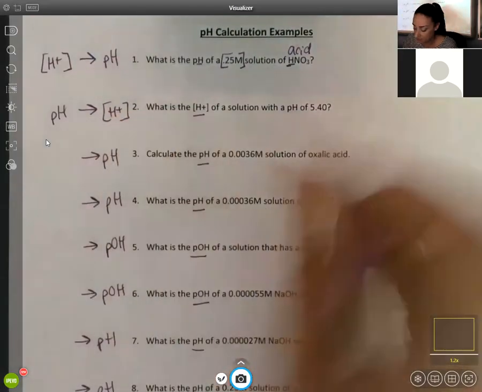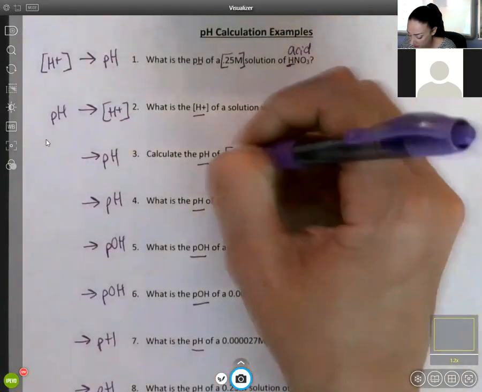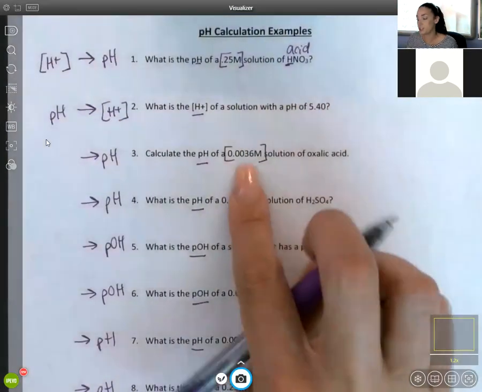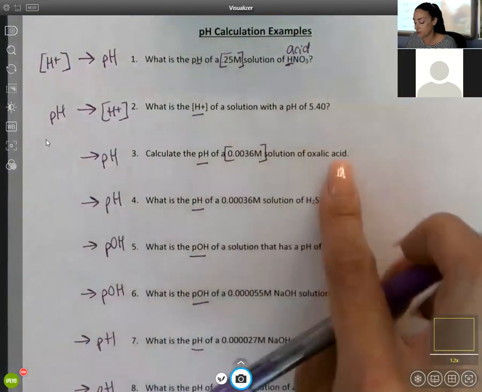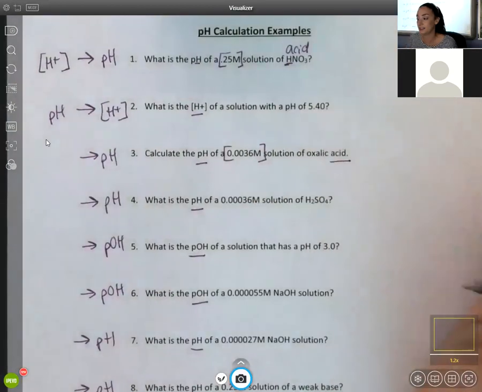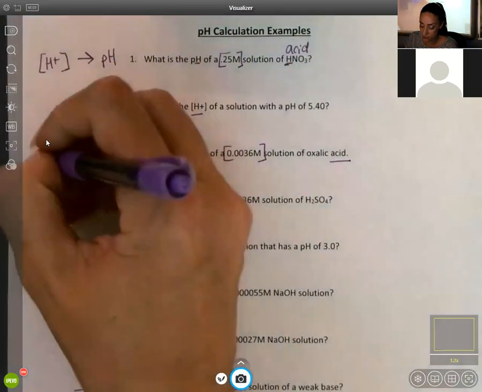On number 3, you see molarity. So this is a concentration. Is it a concentration of an acid or a base? Is it H or OH? Well, if you look, they tell you it's an acid. Okay, so that's going to be an H.